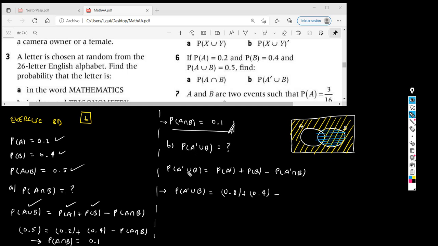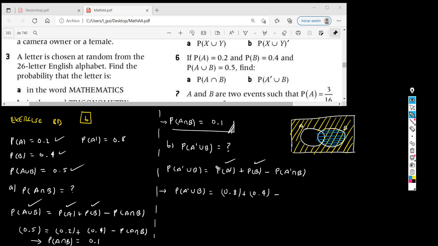I'm going to use once again the formula for an event or another event. That's the formula. So I have P of A prime already. Why? Because I know P of A, which is 0.2, and therefore P of A prime is going to be 0.8, which I wrote in here. P of B we know, 0.4, there it is.